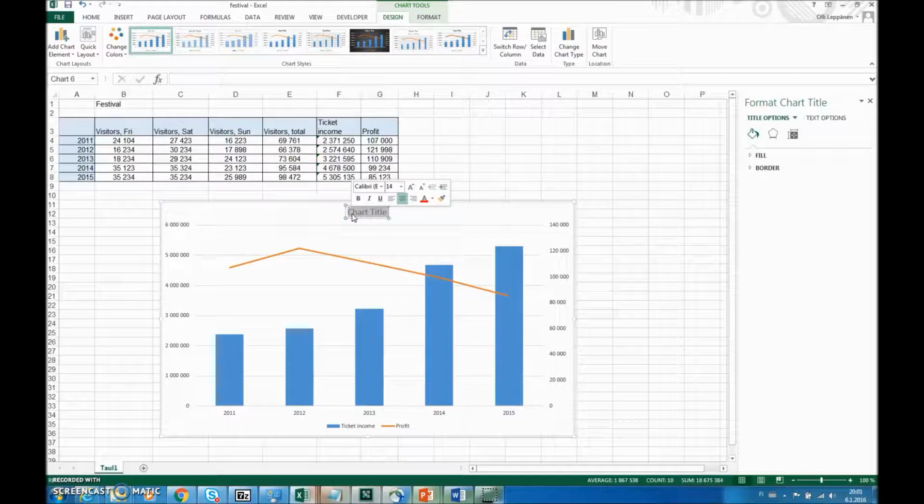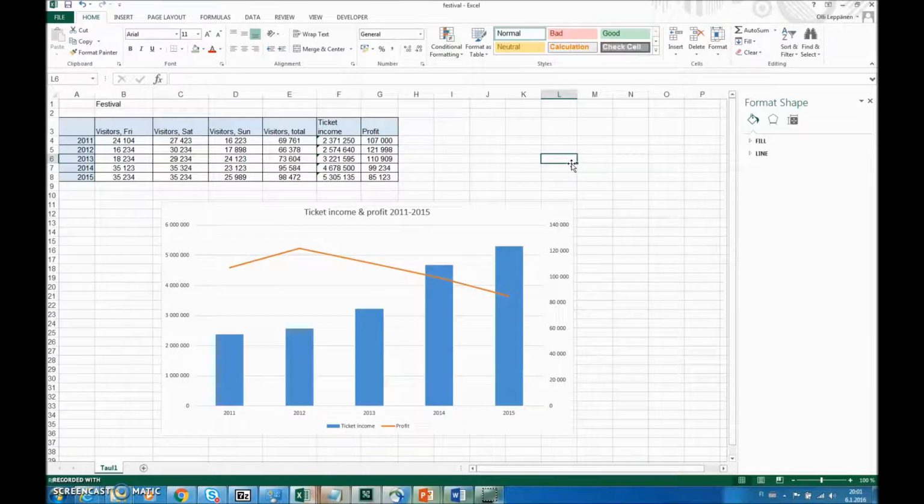Now we can put the title for this: ticket income and profit in 2011 to 2015. Like that. So once again, think carefully what you want to visualize and select your chart type according to that information.